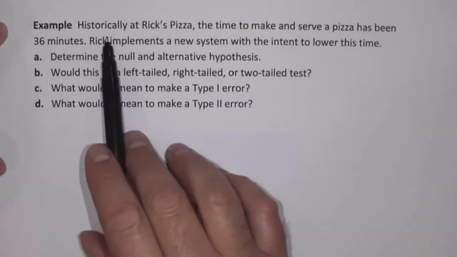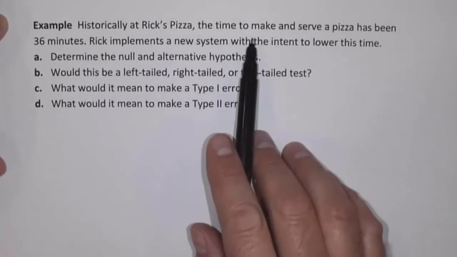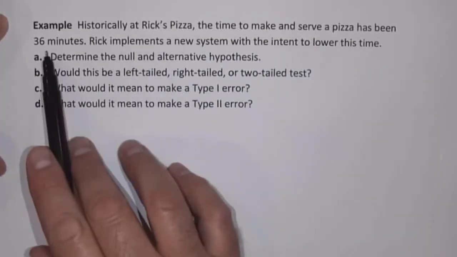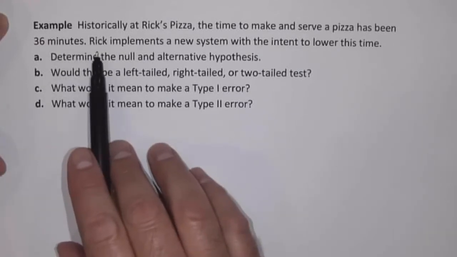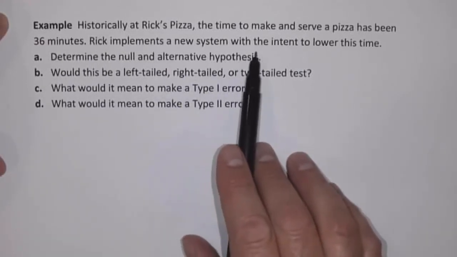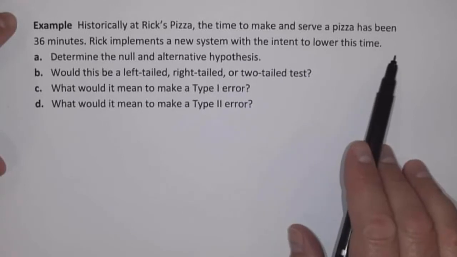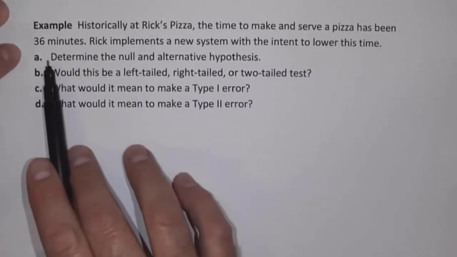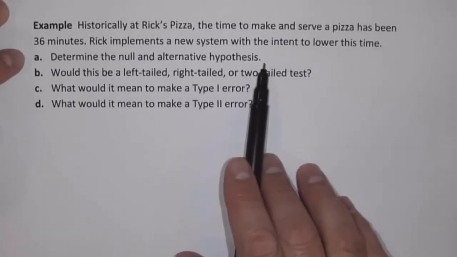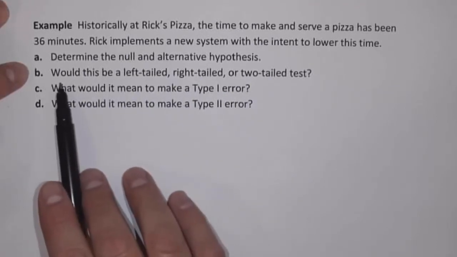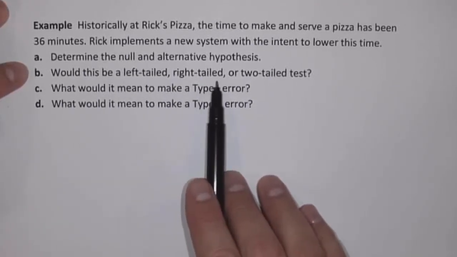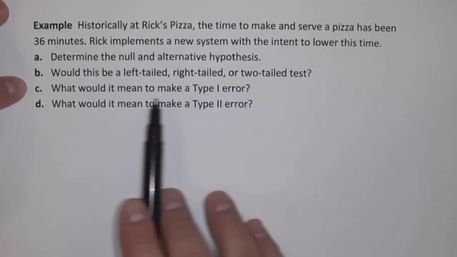Example. Historically, at Rick's Pizza, the time to make and serve a pizza has been 36 minutes. Rick implements a new system with the intent to lower this time. A. Determine the null and alternative hypothesis. B. Would this be a left-tailed, a right-tailed, or two-tailed test?